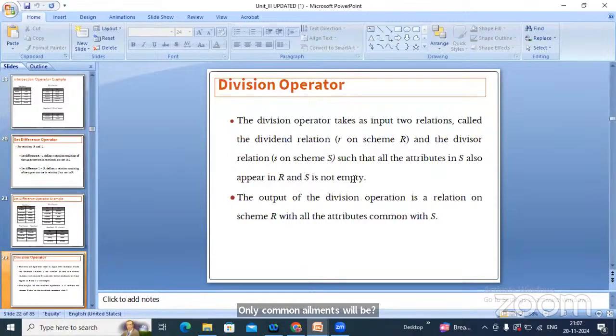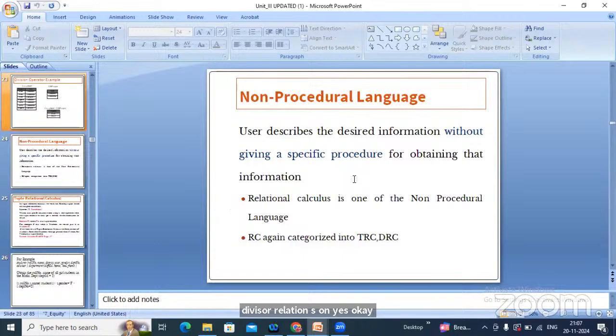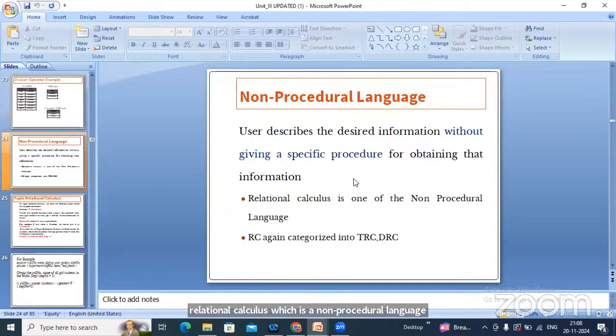Division operator. The division operator takes two inputs, two relations: the dividend, relation R on scheme R, and the divisor, relation S on scheme S. So the output will be like this. Relational calculus, which is a non-procedural language, is again categorized into TRC and DRC. These are the non-procedural languages.